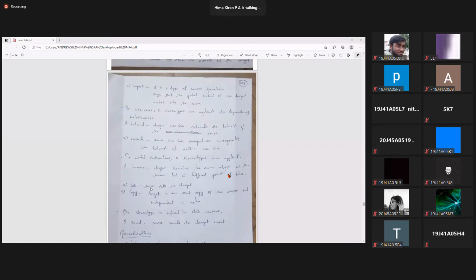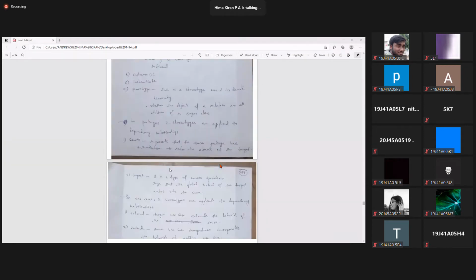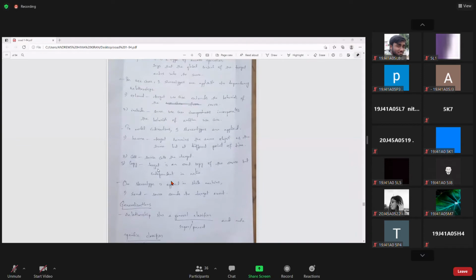Next, call. Source calls the target. Previously, we have seen this in an example. In order to calculate the source, or in order to get the source value, we need to have the target values first. Next, copy. Target is an exact copy of the source but independent in nature.